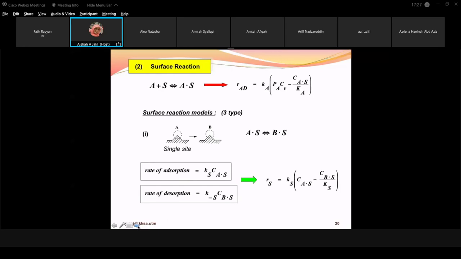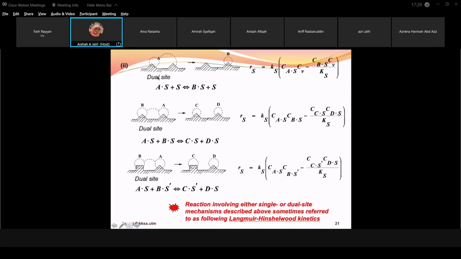For product. Okay, and then the second one is the dual type. We have 3 types of dual type here. Okay, one is like this. A·S plus S, meaning we have one vacant. Okay, so if one is vacant, we have to write like this, and then this is B attached to the side, and the A transfers to B here, so this one becomes vacant. So A·S plus S to B·S plus S.